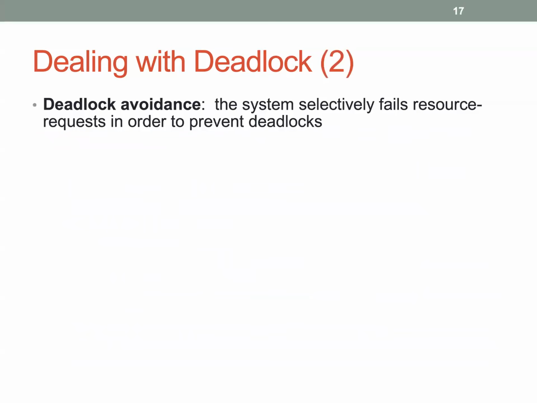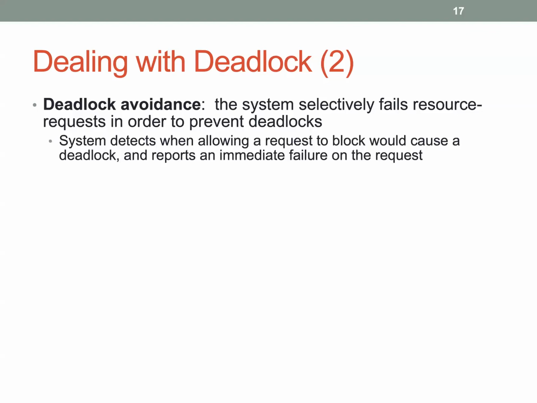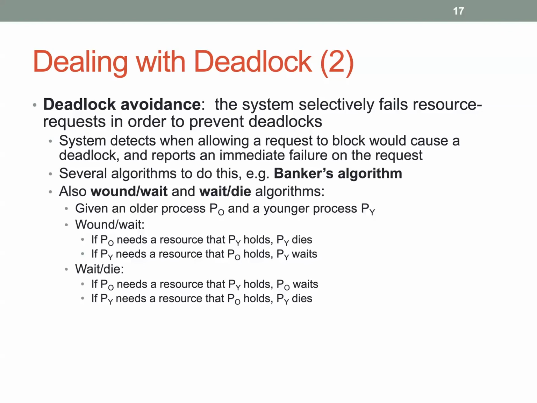Okay, there's another approach that people use, which is deadlock avoidance, which basically is that the system has to be very clever, and it simply fails lock requests or resource requests when it senses there is the potential for deadlock. So it basically tells processes, sorry, you can't do what you want because a deadlock would occur if you did. So as it says here, the system detects when allowing a request to block would cause a deadlock and instead immediately fails the request. There's a number of algorithms you can use to do this.